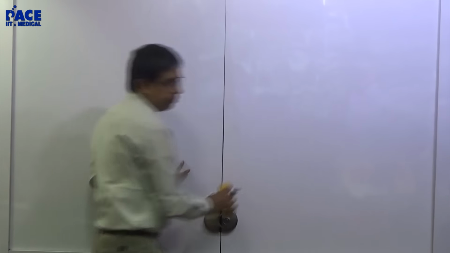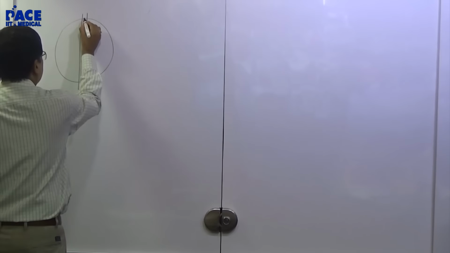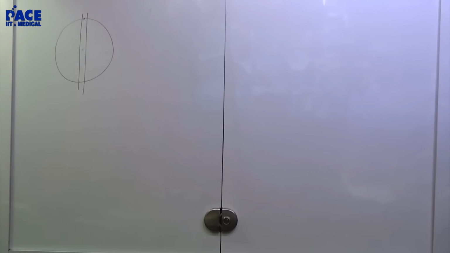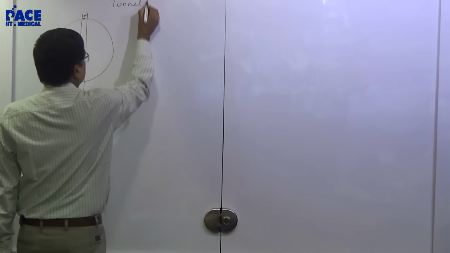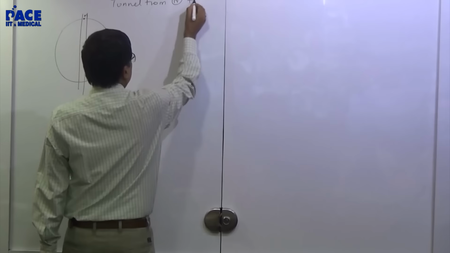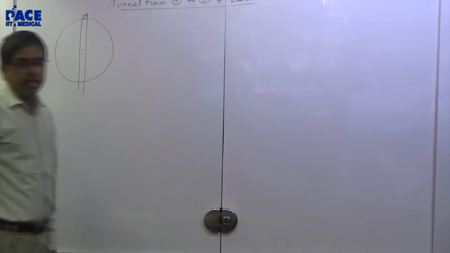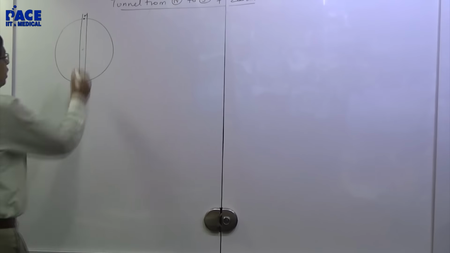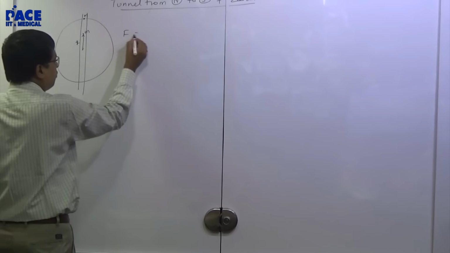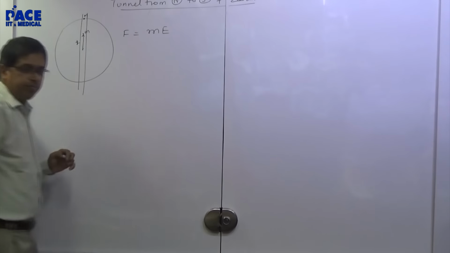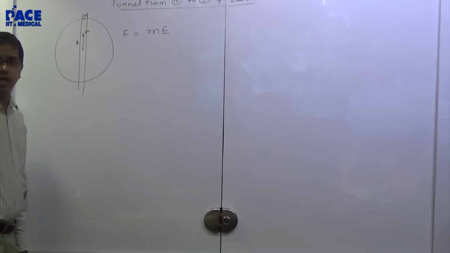What did you tell me here in SHM? You dig a tunnel from the north pole to south pole of earth and drop a body. We said the time period will be 84.6 minutes. Now when I drop a body here, as it comes here, let me assume this distance to be x. What will be the force experienced by that mass? Small m is dropped in the tunnel. Force experienced will be mE.